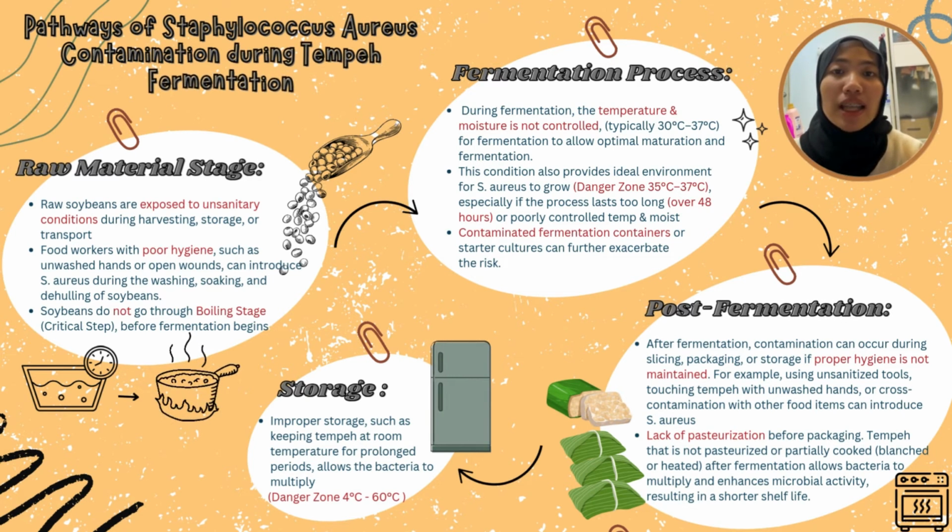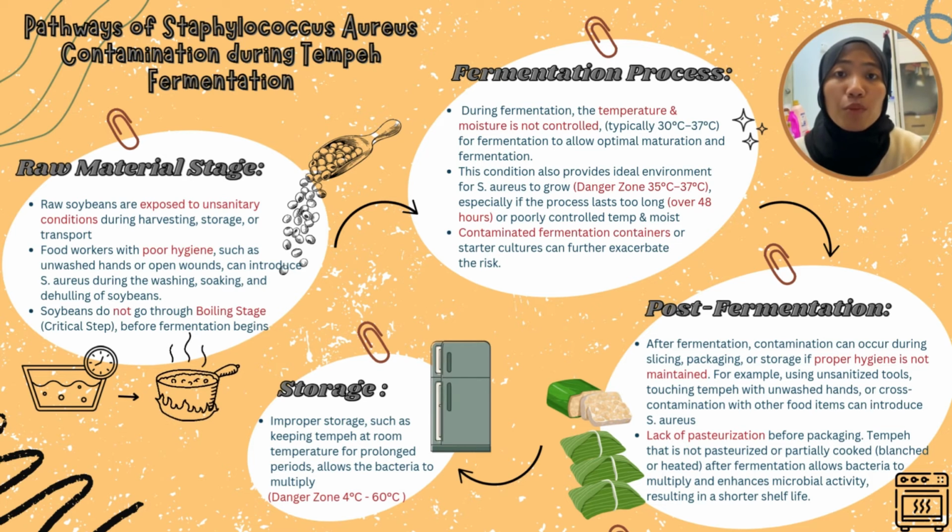Today, I will be explaining the pathway through which Staphylococcus aureus can contaminate tempeh during its production. Starting with the raw material stage, contamination can occur when raw soybeans are exposed to unsanitary conditions during harvest, storage, or transport. Additionally, food workers with poor hygiene such as unwashed hands or open wounds can introduce S. aureus during washing, soaking, or dehulling. If the soybeans skip the boiling step before fermentation, the risk of contamination increases significantly.